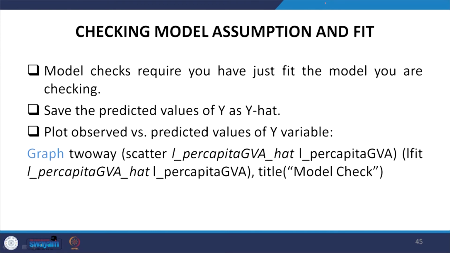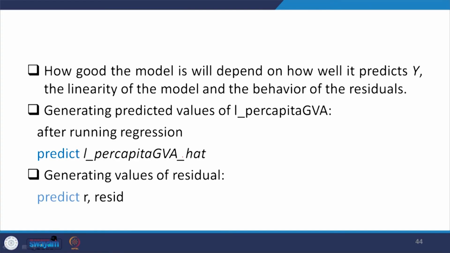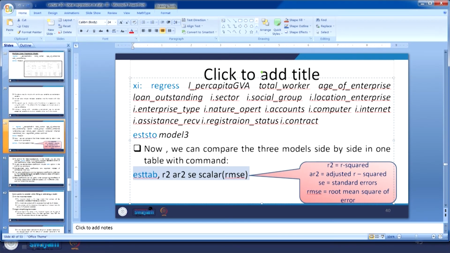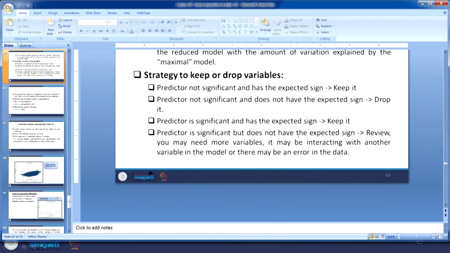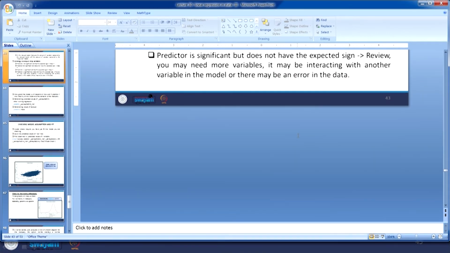Okay. So, now checking the model assumptions and fit. Model checks require that you fit the model you are checking, and save the predicted values of y as yhat, as we have just mentioned. Then plot the observed and predicted values of the y variable. Okay. So, if you do it, then it will give the plot.